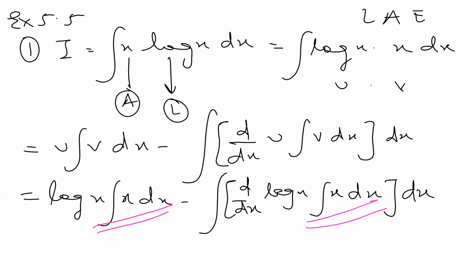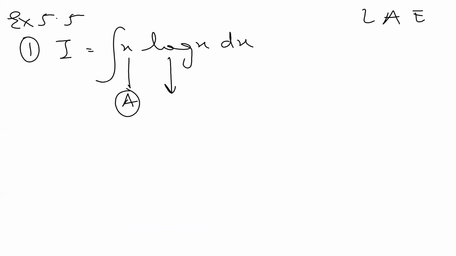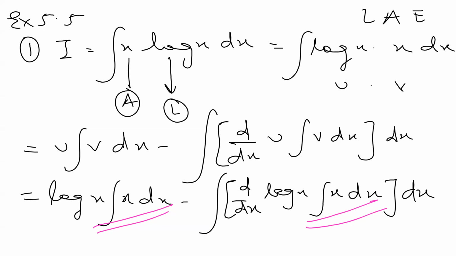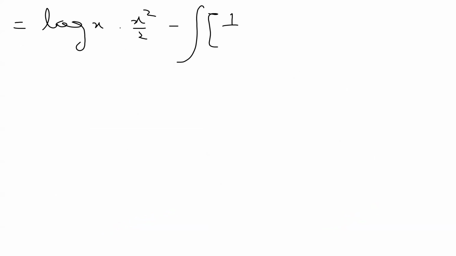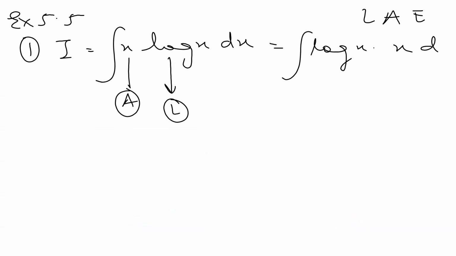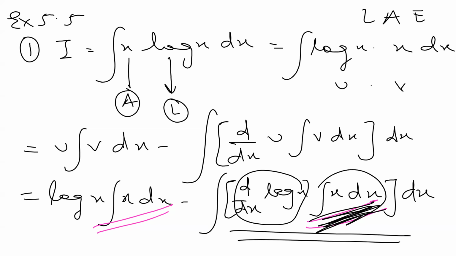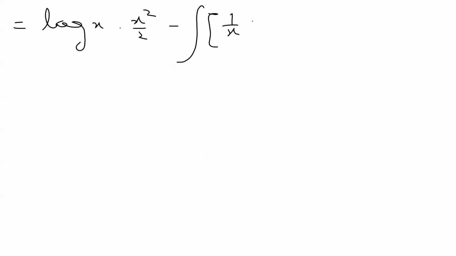So log x into x square by 2, minus the bigger integration. Box bracket, don't leave the box bracket. The box bracket d by dx of log x is, anyone? 1 upon x. Correct. And what about this part? The solution of this particular part is x square upon 2 plus c. Correct. Bracket close dx. Plus c we will write towards the end of the problem when all integration signs are gone.